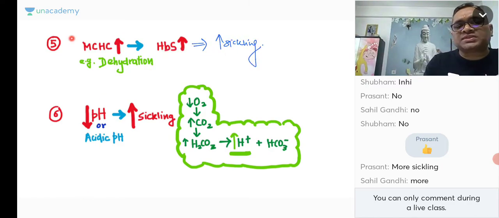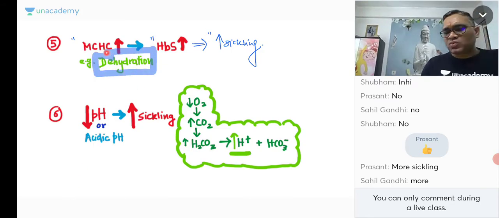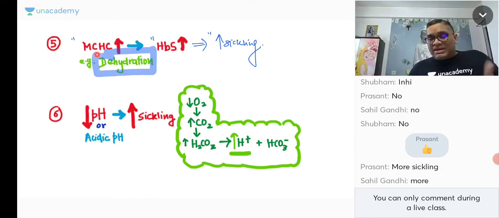So whenever there is an increase in MCHC, there will be increased HbS, increased sickling. So what are the other conditions where MCHC can be increased? So in dehydration, because water has been removed. So basically, water is removed from where? From the intravascular compartment and from the cells also, right? So from the RBC, when water has been removed.